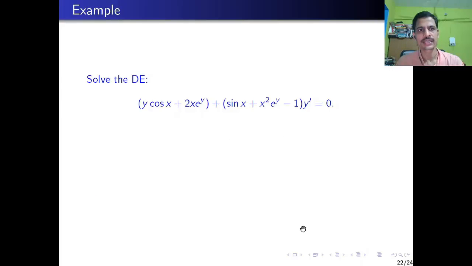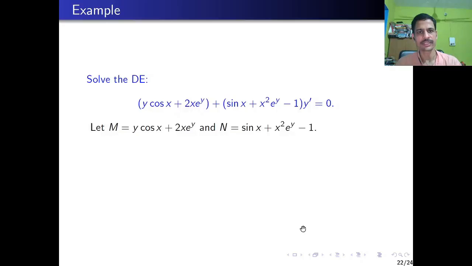So here is a differential equation: (y cos x plus 2x e^y) plus (sin x plus x squared e^y minus 1) y dash is equal to 0. First, what we have to do is check for this m and n whether it satisfies the test of exactness. So m here is y cos x plus 2x e^y and n is sin x plus x squared e^y minus 1.